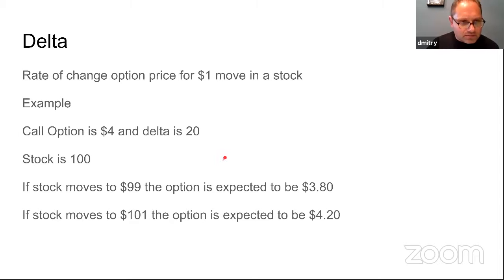Now, let me just see here. So once we understand the put call parity, if you guys have questions, just put it in there. I'm going to come back to it right after we go through all this.